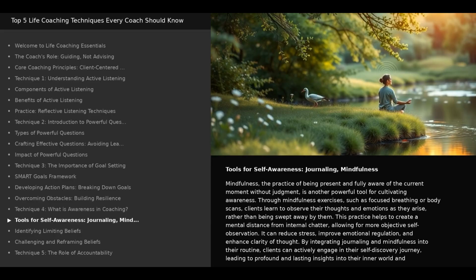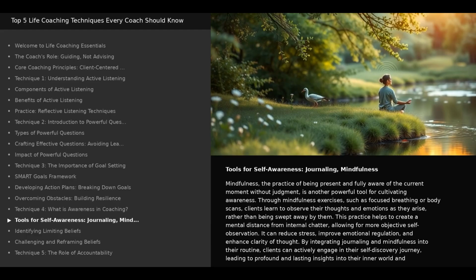Mindfulness, the practice of being present and fully aware of the current moment without judgment, is another powerful tool for cultivating awareness. Through mindfulness exercises, such as focused breathing or body scans, clients learn to observe their thoughts and emotions as they arise, rather than being swept away by them. This practice helps to create a mental distance from internal chatter, allowing for more objective self-observation. It can reduce stress, improve emotional regulation, and enhance clarity of thought.